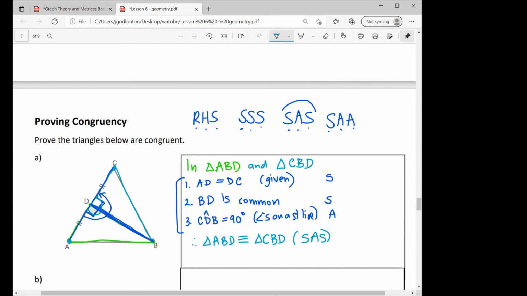First step, we say which triangles we're working with, we identify them, we give our 3 reasons to prove one of these 4 things, and then we say that they are congruent and we give the reason.